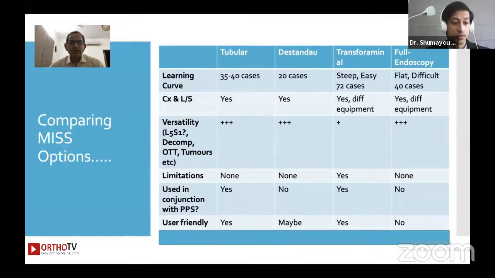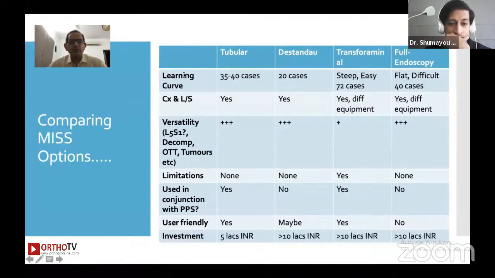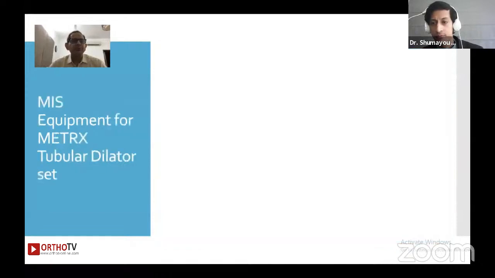The tubular variety as well as the transforaminal variety can be used in conjunction with percutaneous pedicle screw systems to effect a bony fusion and undertake a minimal invasive surgery for a fusion as well. And both these techniques are also quite user friendly and have become quite popular. That leads us to the one fundamental question that keeps dogging the Indian mind: the cost. What is the cost factor? Except the tubular variety, all the other three systems are quite expensive and require a lot of investment in your setup.